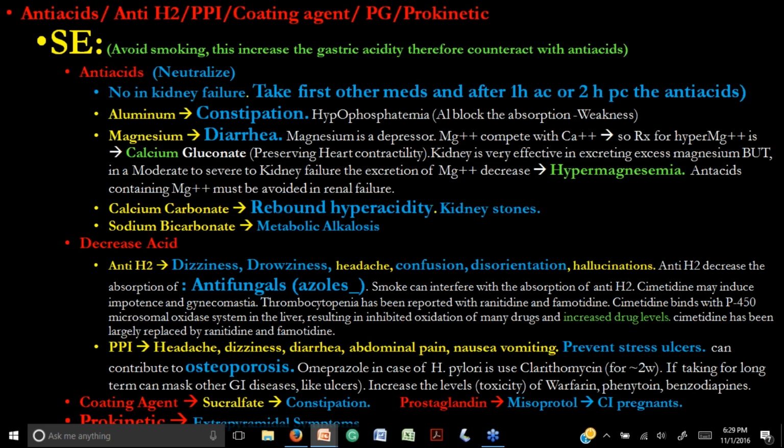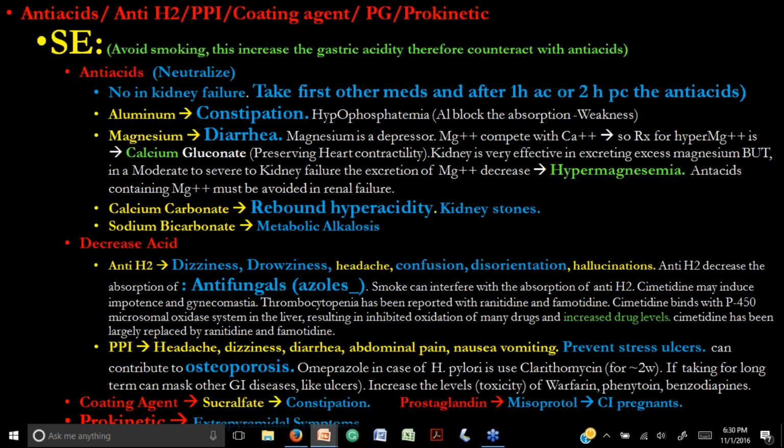Coating agent, we have the sucralfate, which causes constipation. Who else produces constipation? The aluminum antacid. So constipation can be produced by the sucralfate or the aluminum hydroxide, the Amphojel. We have the prostaglandins, the misoprostol, that is going to start making effect in 1 to 2 weeks. And meantime, you don't want to wait 1 to 2 weeks. You're going to use medication according to whether you have mild, moderate, or severe gastric acid.